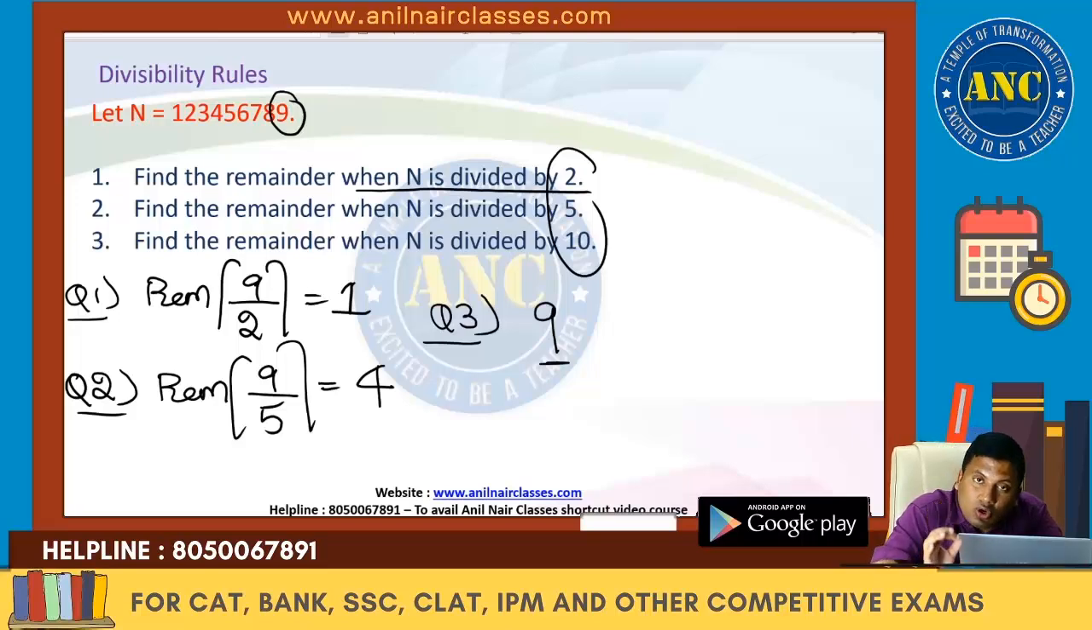In this first question, we discussed two important concepts: how to find the divisibility rule for 2, how to find the divisibility rule for 5, and how to combine the divisibility rules for both 2 and 5 and do it for 10.